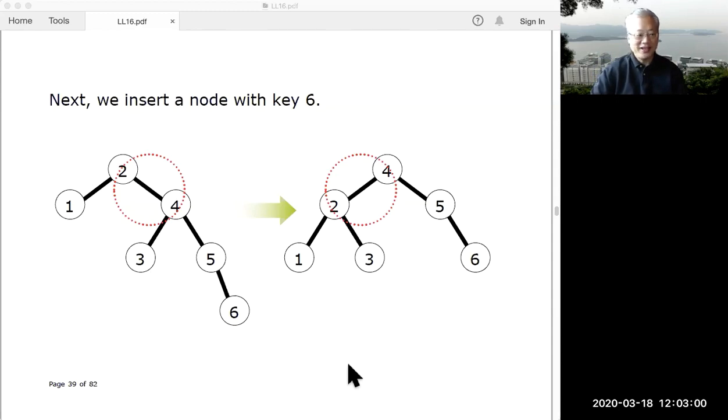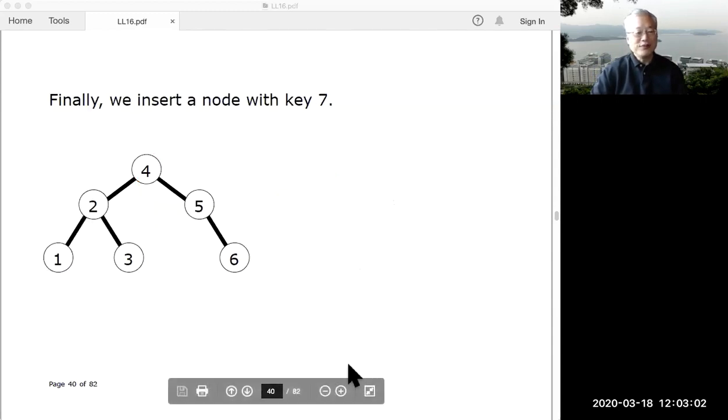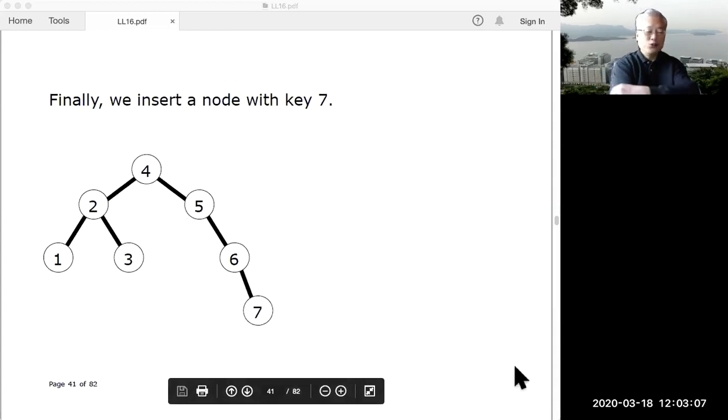If not, then let's go on. So we start with this. Now we insert seven. Do we need to do rotation?